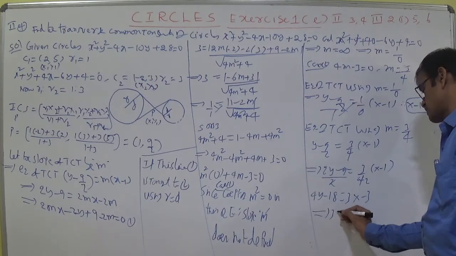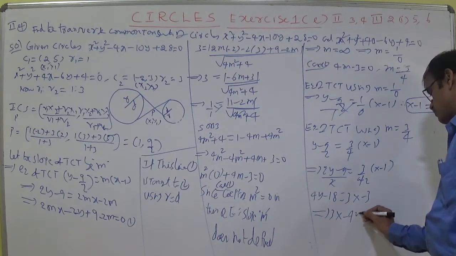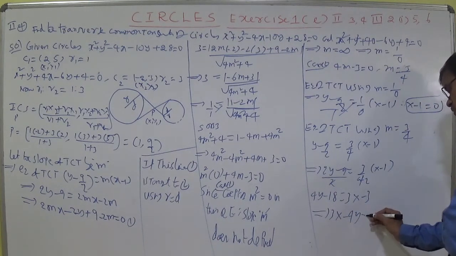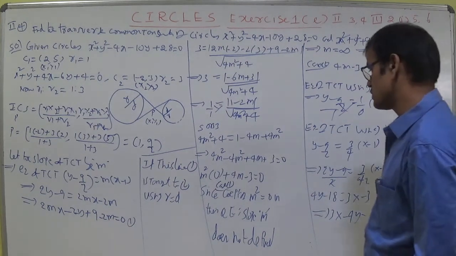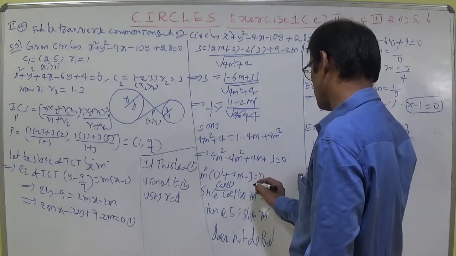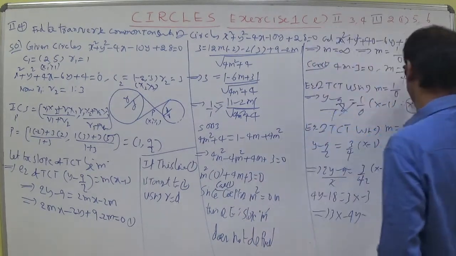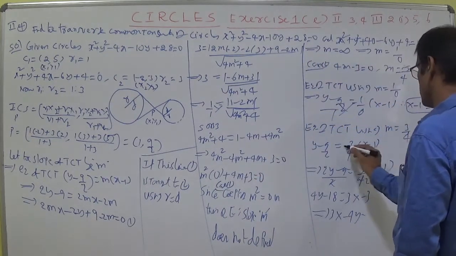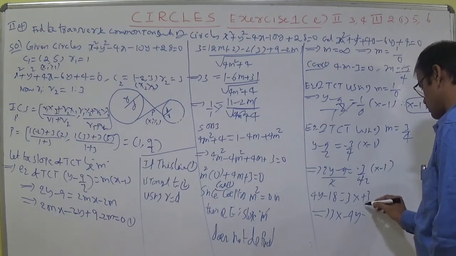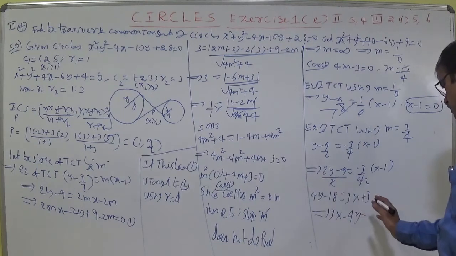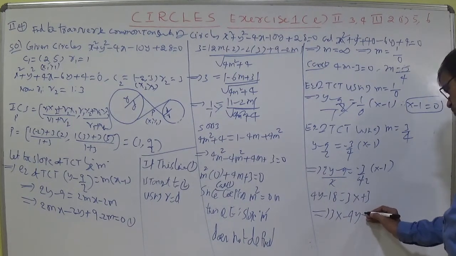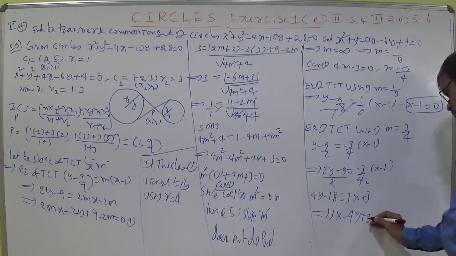That implies 3x minus 4y, taken this side, 3x minus 4y. This is minus 3 by 4 or plus 3 by 4? Students, this is 4m plus 3, so it is minus 3 by 4. Minus 3 by 4 plus 3, it becomes plus 21. So 3x minus 4y plus 21 equal to 0.